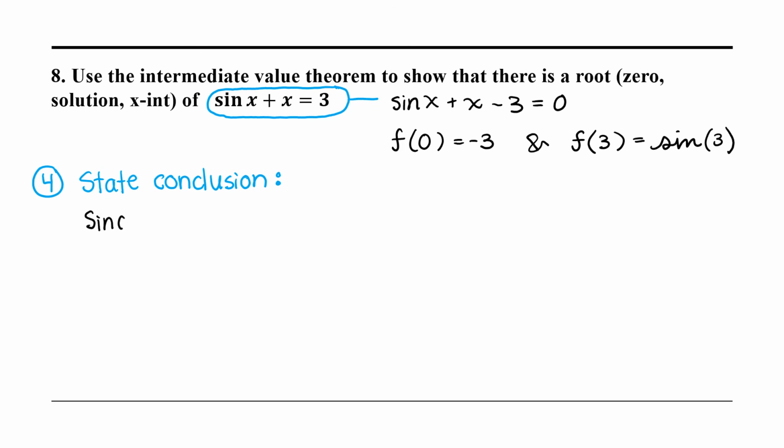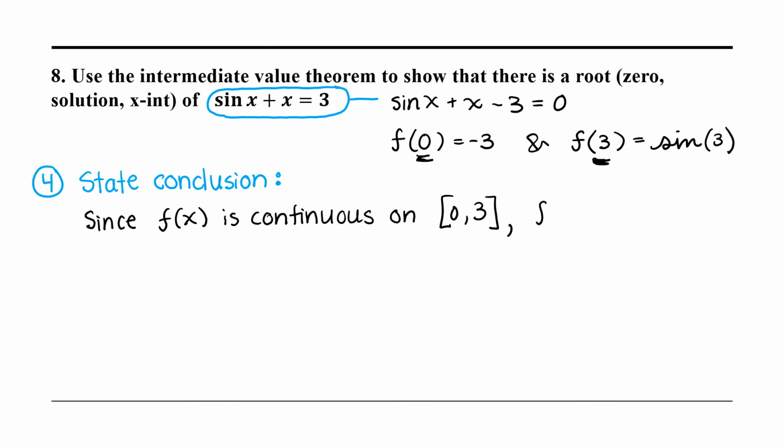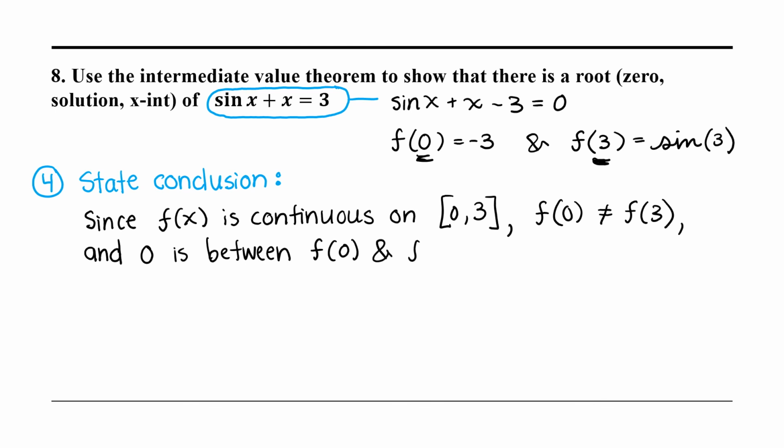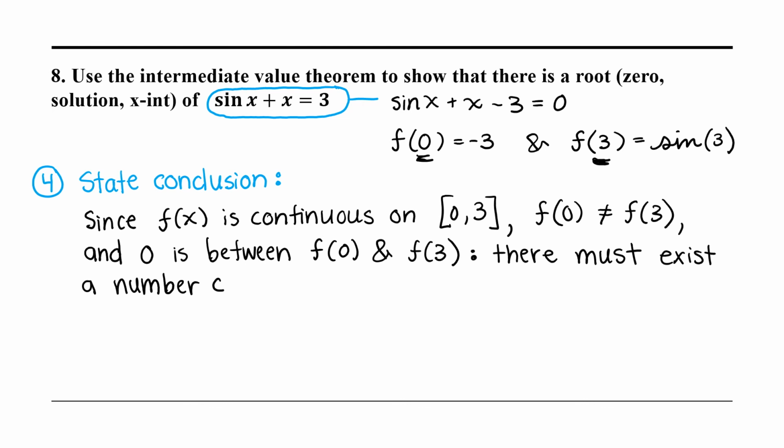So, since first thing is that f of x is continuous on our closed interval from 0 to 3, because those are our inputs, and f of 0 does not equal f of 3, and 0 is between f of 0 and f of 3, there must exist a number c in the interval from 0 to 3 such that f of c is equal to 0.